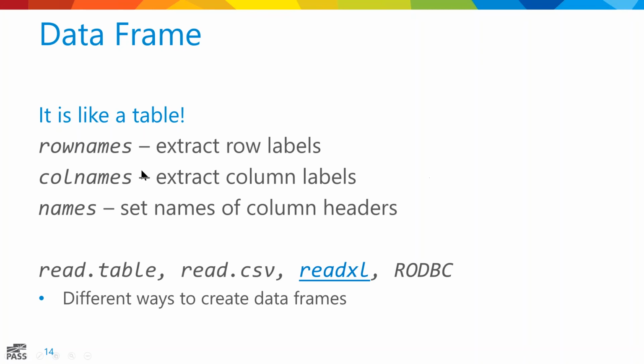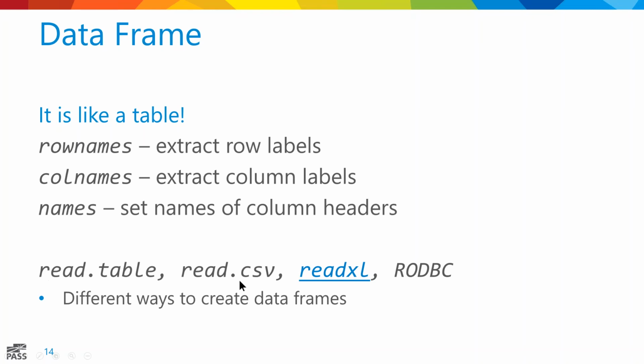And column names, you can think of these like your column headers, or your column names for the data frame. This function, column names, will return what those column labels are. And then you have a function called names, which allows you to set the names of your column headers. So if you read data into a data frame and you didn't like the column labels, you can use this names function to change them.